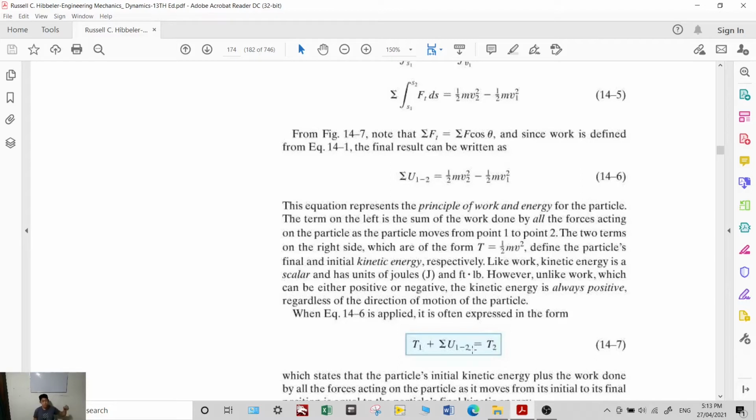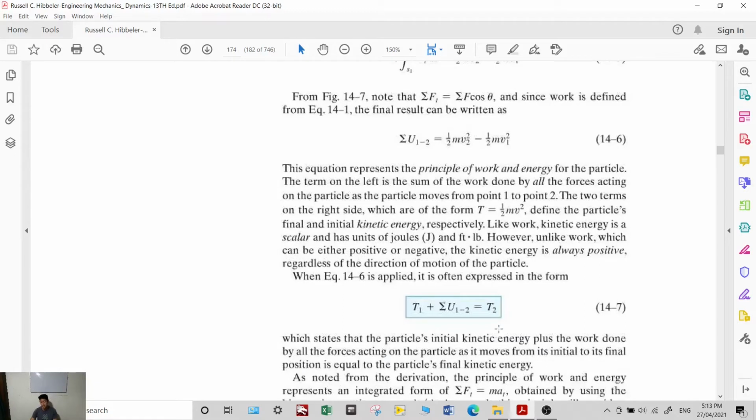So meaning you have a particle at an initial kinetic energy, you apply work, so the kinetic energy changes. It becomes T2, which is the final kinetic energy. So this is the principle of work and energy. It means the kinetic energy at point 1 plus the work that is done on the system will result to the kinetic energy at point 2.